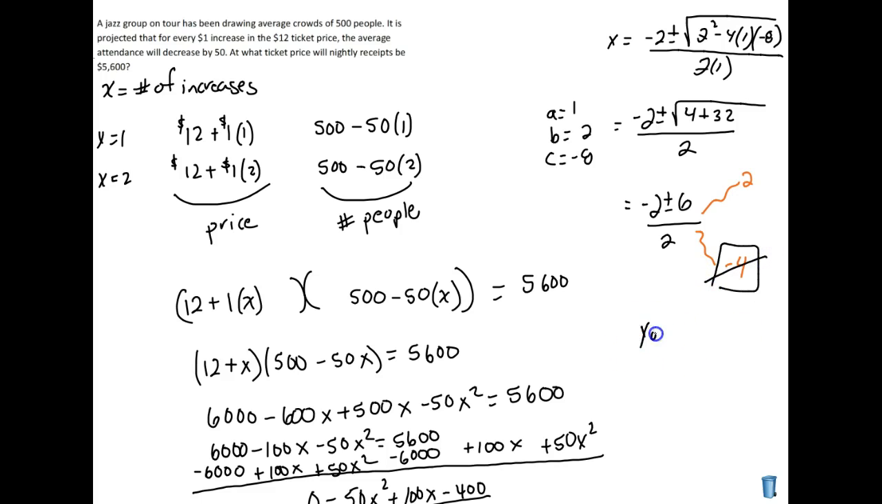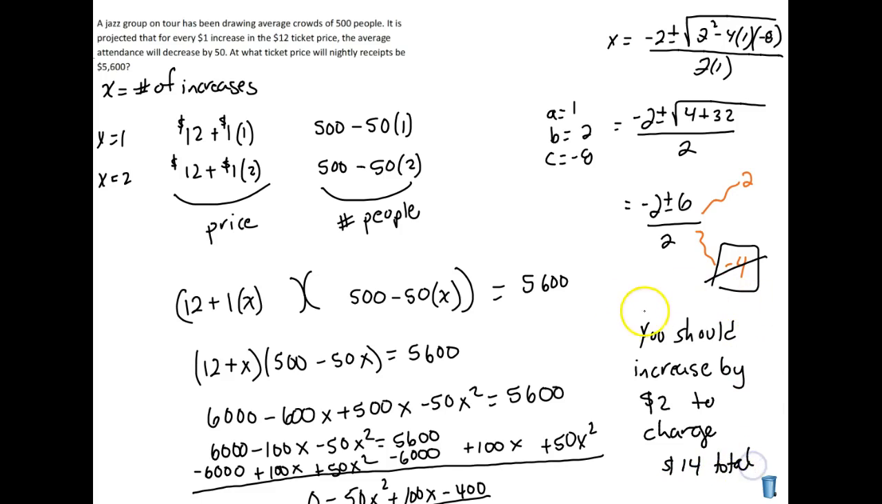So you should increase by 2 times $1, so increase by $2 to charge $14 total. Right? It started out at 12, we're going to increase it by $2, which means we're going to be charging $14 total. And that's how we use the quadratic formula to set up this quadratic equation and then solve it.